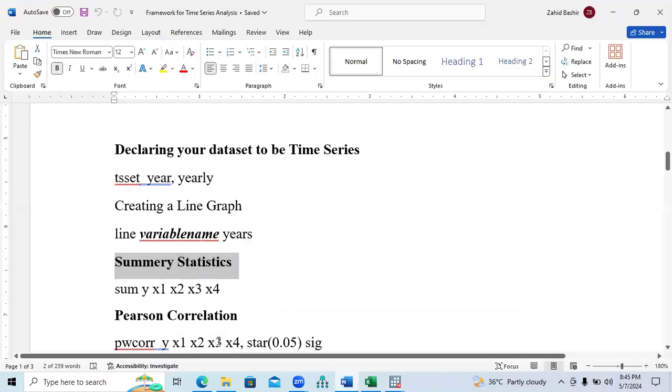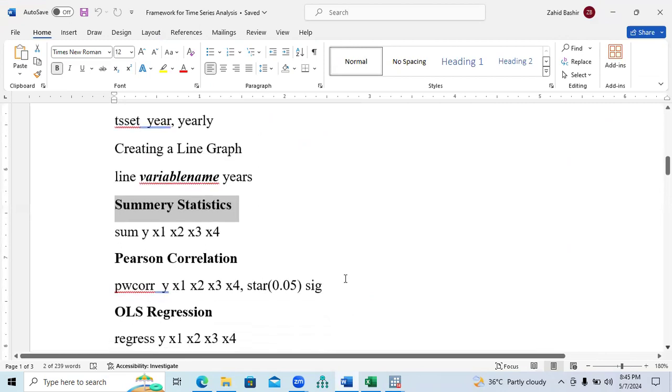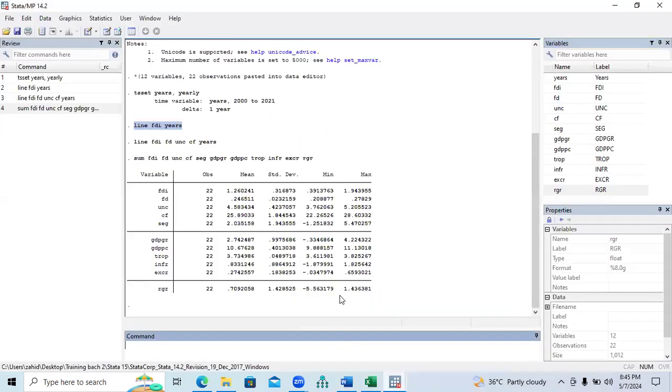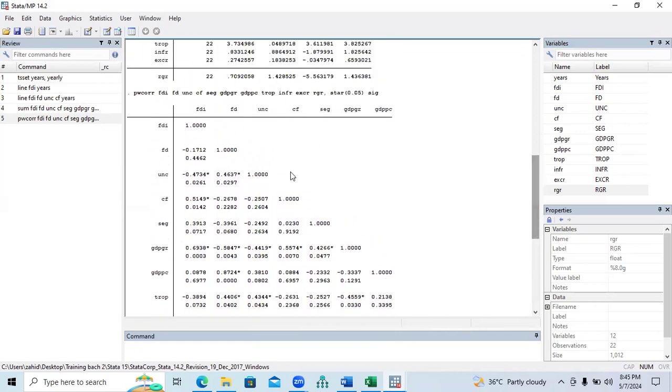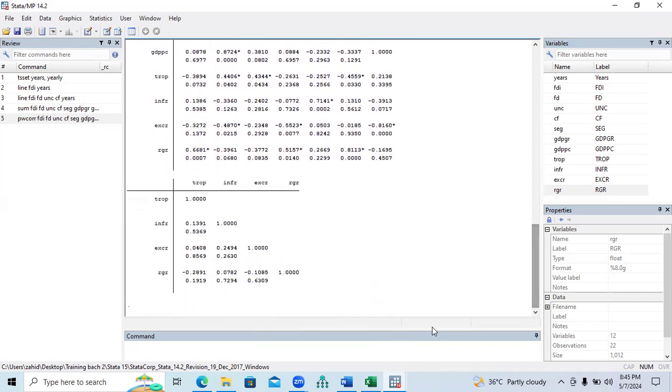The next thing that you can do is to consider the correlation analysis. It is the same command that we have used in our simple regression analysis as well as in time series analysis. So pwcorr, then you can put all of your variables here, then comma star 0.05 and then sig, and enter. So it will show you the Pearson correlation along with their significance results. Here you can see there are a lot of significant correlations. So this is how you can consider the Pearson correlation in time series analysis.